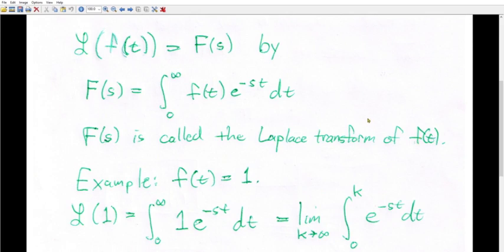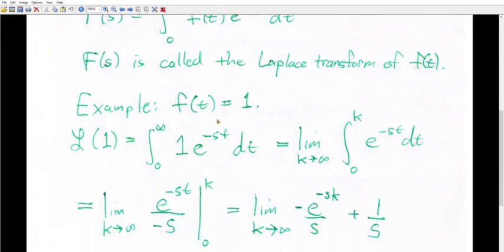So before we do anything else, let's do an example. Let's take an easy example. f of t is the constant function 1. So the Laplace transform of 1 is going to be the integral of f of t, which is 1, times e to the minus st dt. Now this is an improper integral, and you should recall from calculus that this integral is actually the limit as k goes to infinity of the definite integral between 0 and k of e to the minus st dt.